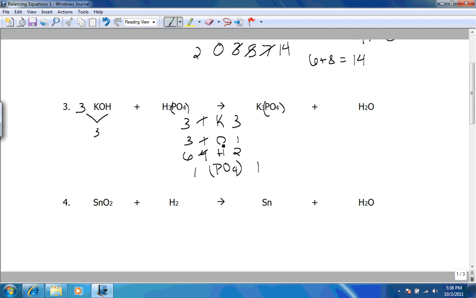Alright, so oxygens, we have 3 on this side. We only have 1 on this side, so we're going to multiply this by 3 in order to make this into 3. Hydrogens, we have 6 on this side. We now have 6 on this side. So those all balance out. And then the phosphates, they never had to change, and so we're good.